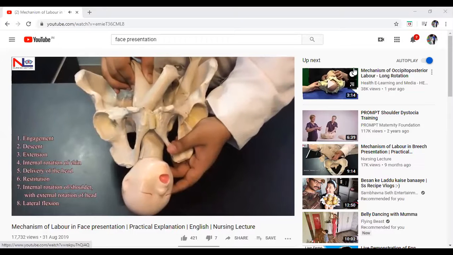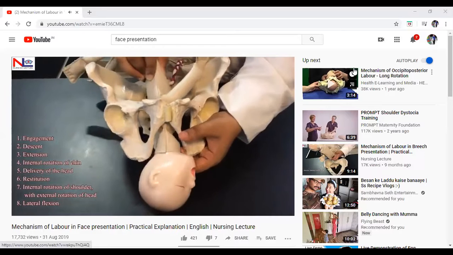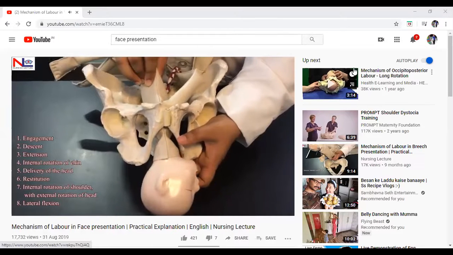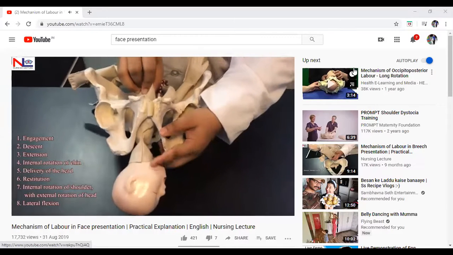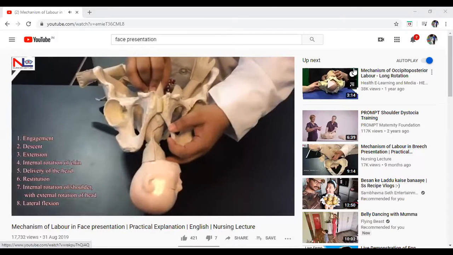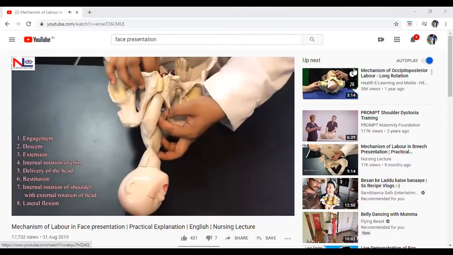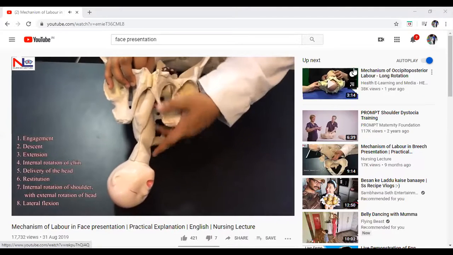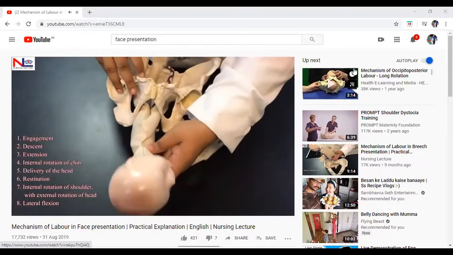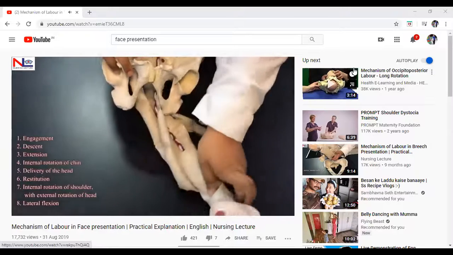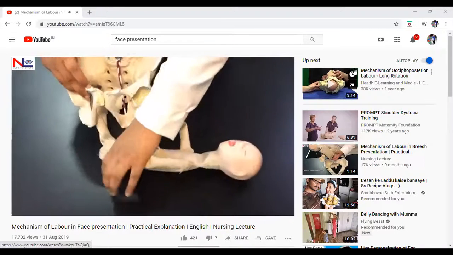After that, there is internal rotation of the shoulder, and the shoulder rotates 1/8 of the circle and comes behind the symphysis pubis, and externally it is visible by the external rotation of the head. Now the head and the shoulders are in direct alignment. The anterior shoulder sweeps the subpubic arc, and the posterior shoulder escapes the perineum, and the rest of the body is born by the movement of lateral flexion. So this mechanism takes place in the anterior position.